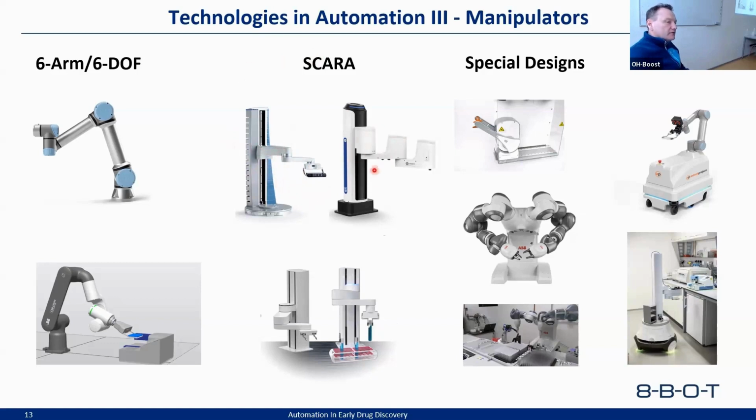On the right-hand side, you see a SCARA robot from Bluebot, a Chinese company. And on the bottom, a robot from PreciseFlex, my most favorite one. It's also like a Volkswagen Beetle, just once. So they have a microtiter plate gripper and also different grippers. Special designs. This is something from Velocity 11, now PerkinElmer, I guess.